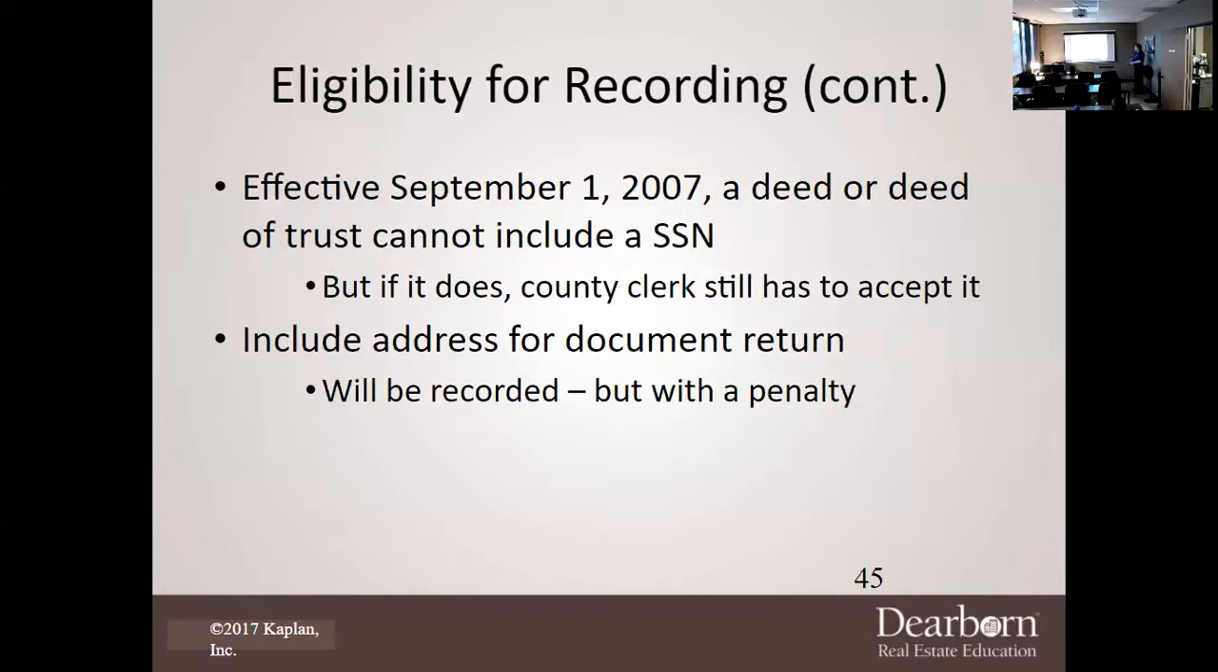So that is in regards to the eligibility for recording. Effective as of September 1st, 2007, a deed or deed of trust no longer can include a social security number. But if it does, the county clerk still has to accept it. Used to you had to, but not anymore. It will include the address for document return and will be reported, but with a penalty.